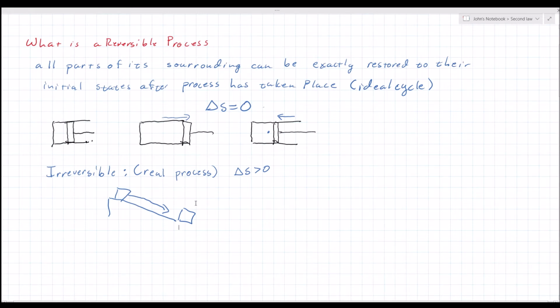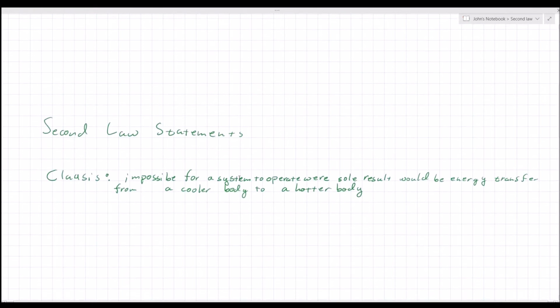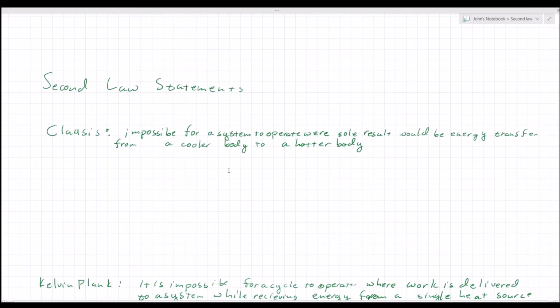Well, now that we've covered reversible and irreversible processes, we can do the second law statements. Well, the Clausius statement is the first statement, and it says it is impossible for a system to operate where the sole result would be energy transfer from a cooler body to a hotter body.